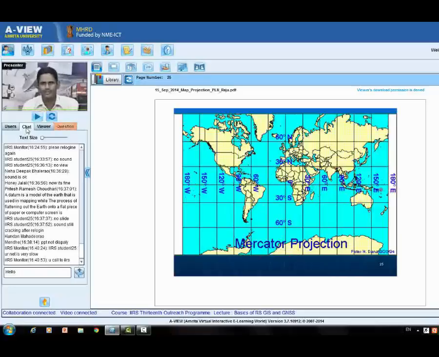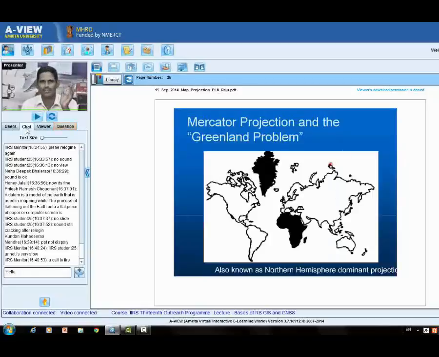This is the normal Mercator cylindrical projection. If you see this, this is the equator, from plus 180 degrees to minus 180 degrees, 180 degrees east, 180 degrees west. The verticals are always equally placed, there is no difference. But from the equator, as you go away, the distance between one pair of parallels and the next is different. Though the difference in degrees is the same, the distance keeps increasing.